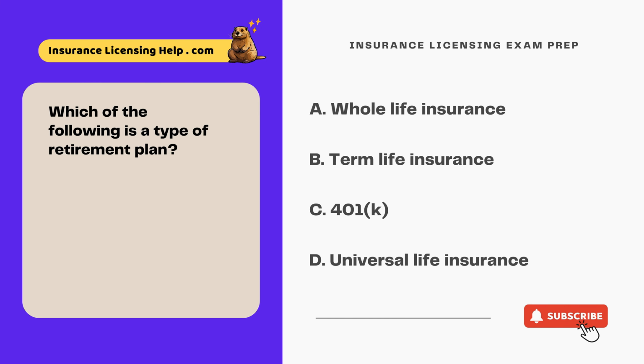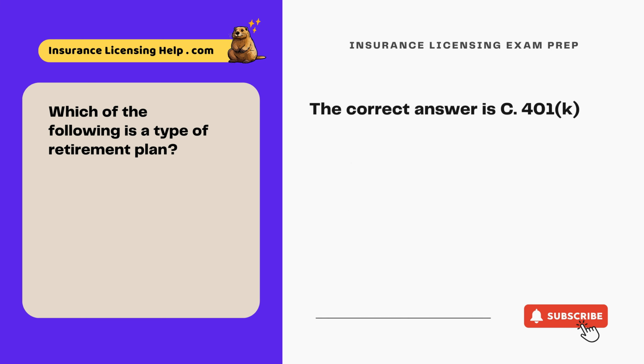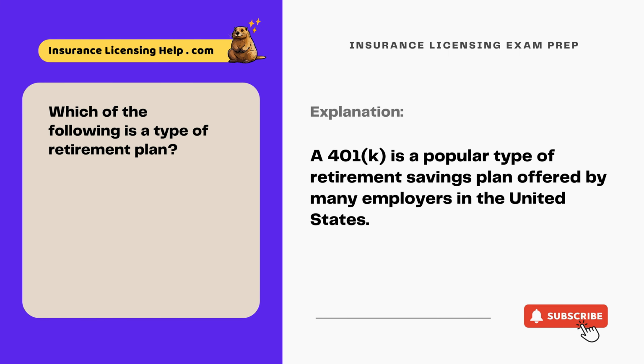Which of the following is a type of retirement plan? A, whole life insurance. B, term life insurance. C, 401(k). D, universal life insurance. The correct answer is C, 401(k). A 401(k) is a popular type of retirement savings plan offered by many employers in the United States.